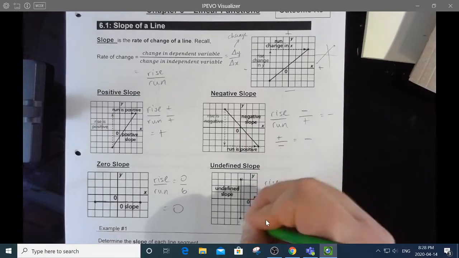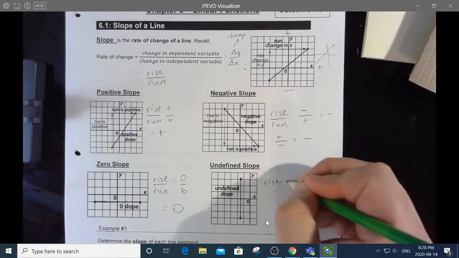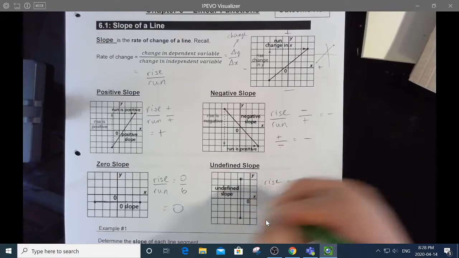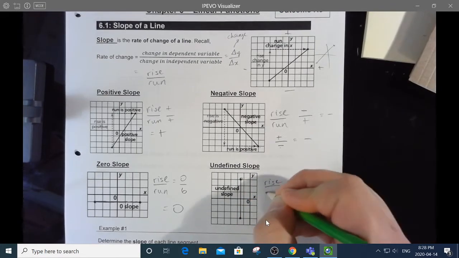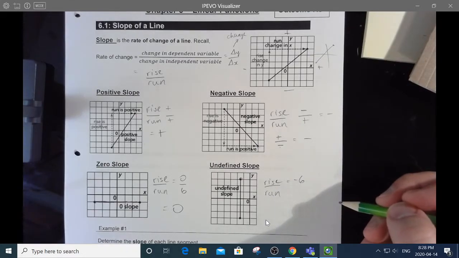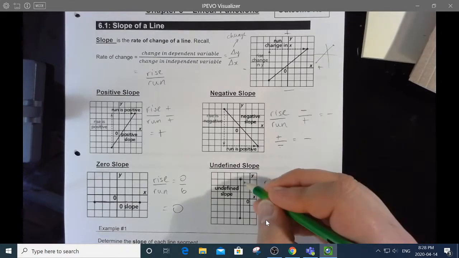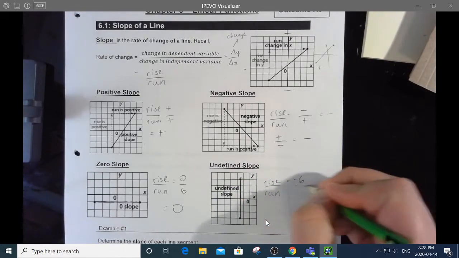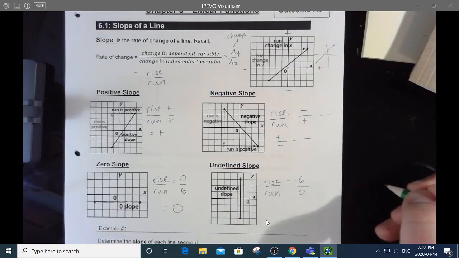How much does it go up or down? Well, in this case, let's say we started here. It goes down 1, 2, 3, 4, 5, 6. There, it goes down 6. How much does it run, though, to get a rate of change or a slope? Well, think about it. It doesn't run anywhere. It doesn't run forwards or backwards. It doesn't go left or right. So from this dot to this dot, the run is 0.